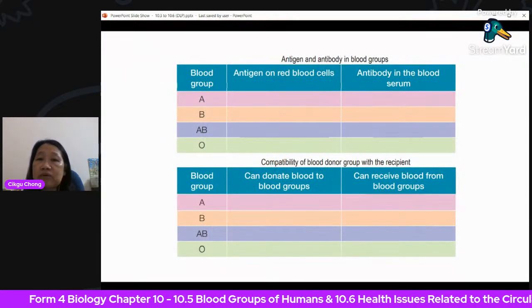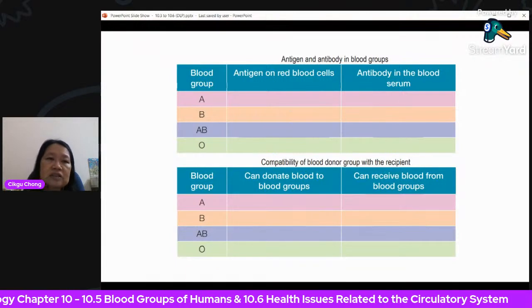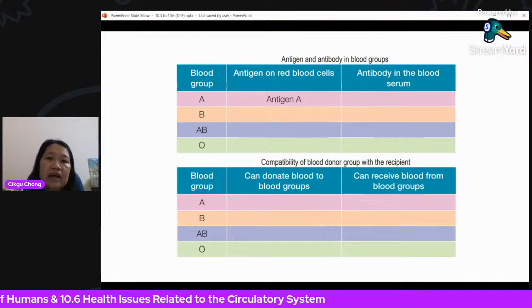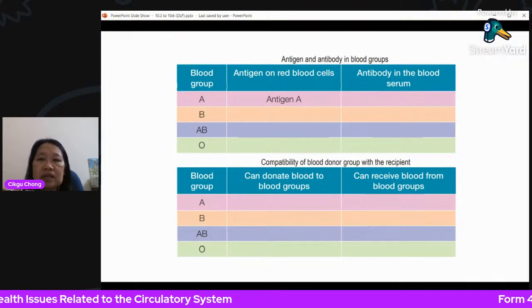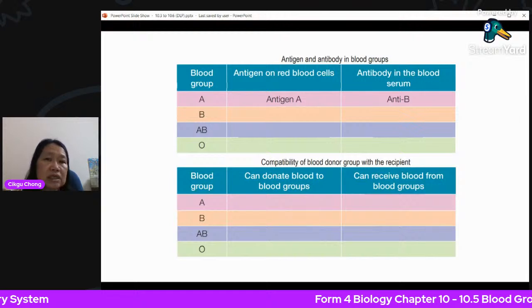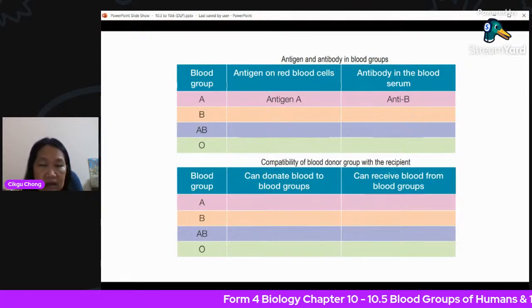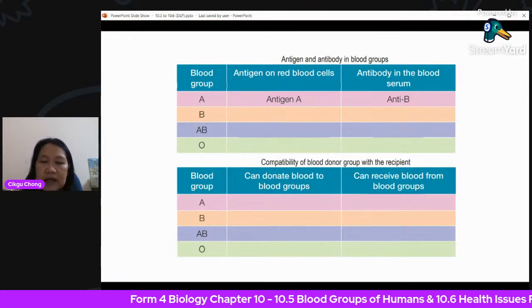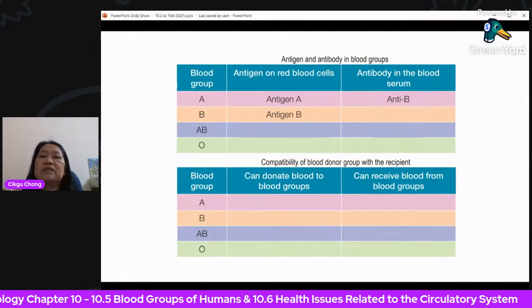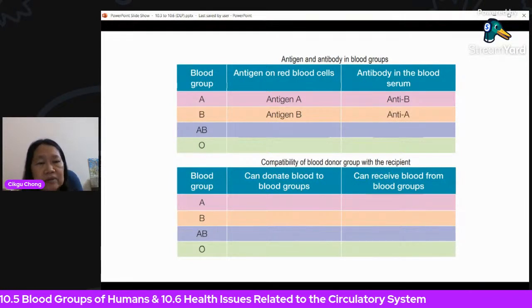Now, to summarize it. Blood group A will have antigen A, and the type of antibody in the blood serum or blood plasma, it can produce anti-B. It cannot have anti-A. They cannot exist together. Then blood group B will have antigen B, and it can produce anti-A.